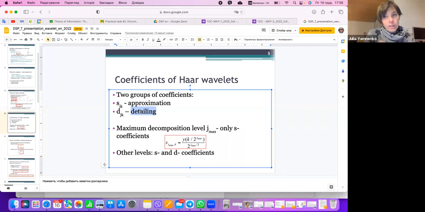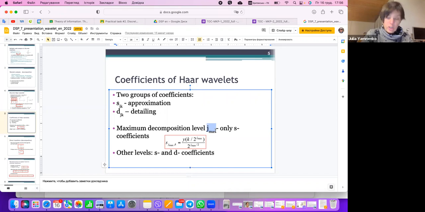I said at each level of decomposition we have both of these groups, but the exception is the maximum level of decomposition. So when we are just at the start and we have only the original function, and we are at the maximum possible decomposition level, J maximum, at this maximum level, only at this level, this is the only exception, we have only S coefficients. We don't have D coefficients, we don't have a detailization.